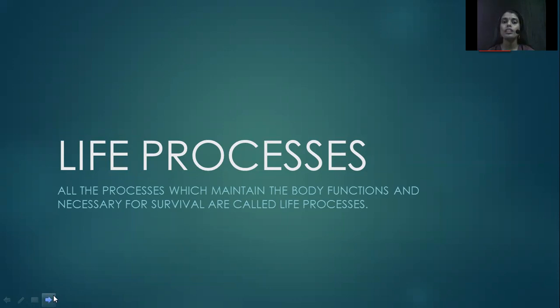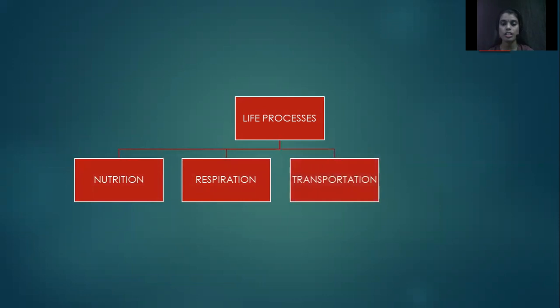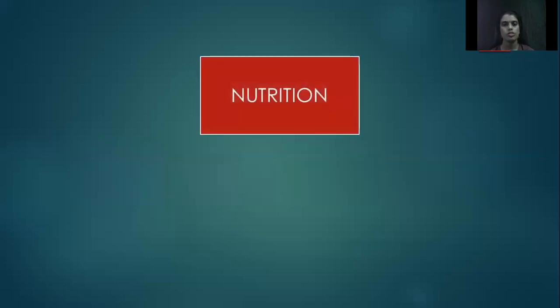Now, what are the different life processes that we'll be dealing with in this chapter? There are 4 life processes. What are they? First is nutrition, then respiration, transportation, and excretion. Now, to maintain the body, to make any repairs, we need some energy. To undergo any process, the organism requires energy. And how do they get energy? Through the process of nutrition.